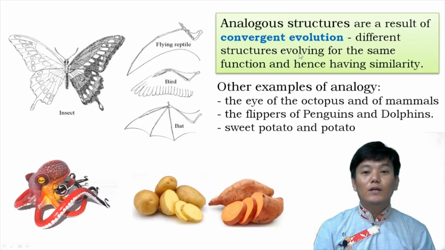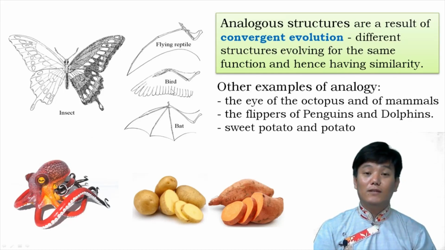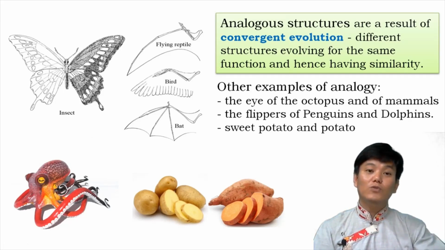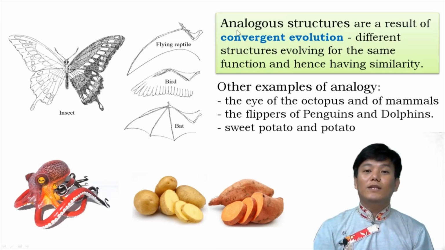So analogous structures are the result of convergent evolution. Right? Something is converging. Different structures evolve for the same function, that is flying, and hence they have similarity. From outside, the wings may look similar. Why? Because even though these structures are anatomically different, they have evolved in such a way that they perform a similar function, right? So that is about the analogous structure.